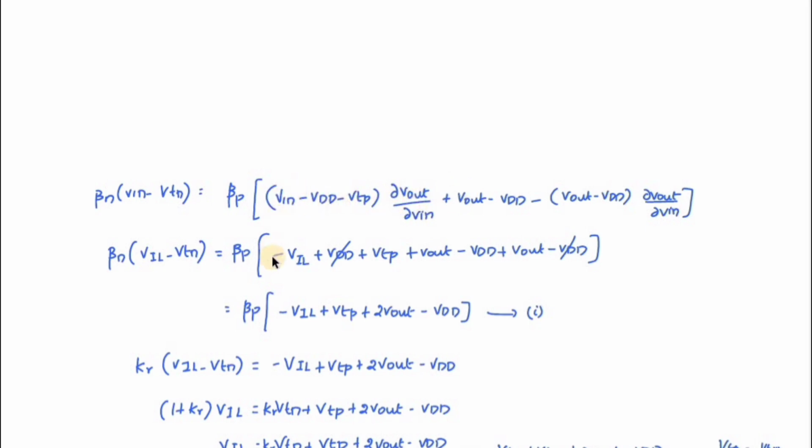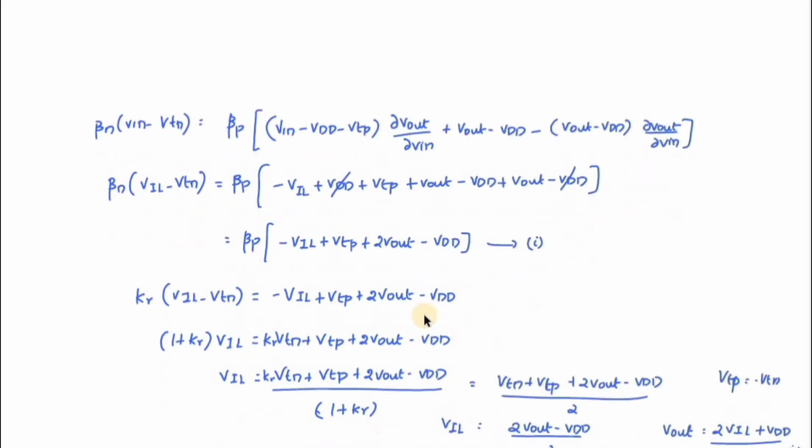So if I multiply by the minus value, so minus VIL, because Vin is VIL now, plus VDD plus VTP plus Vout minus VDD. So this minus of dVout by dVin becomes plus, so plus Vout minus VDD. So here VDD and minus VDD get cancelled out. So I will get βp into minus VIL plus VTP plus 2Vout minus VDD.